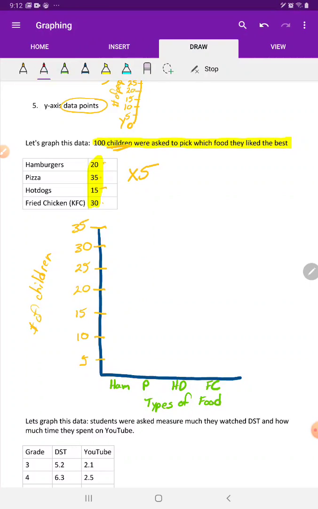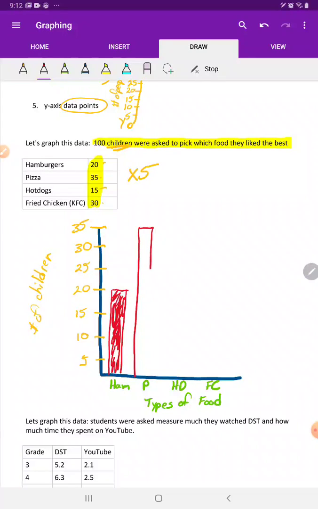All right, so how many people like hamburgers? Well, we got 20. So I'm going to make that right there. Draw those lines straight down. I'm going to give that a little color in a bit of a messy way. All right, great. Then we've got pizza. We've got 35 people who like pizza.